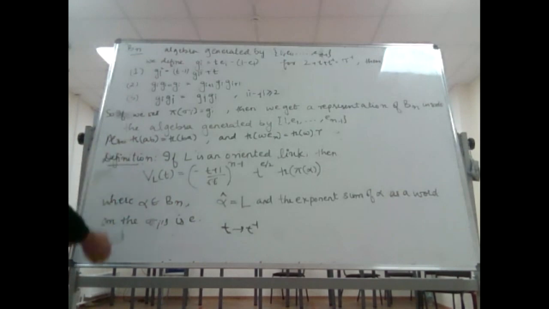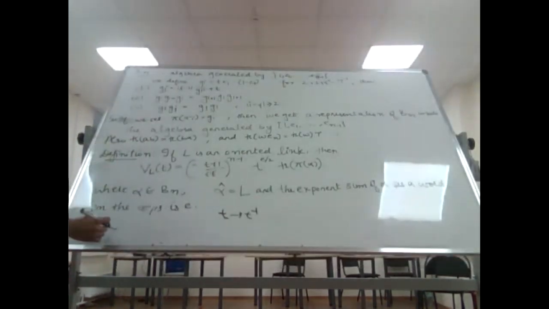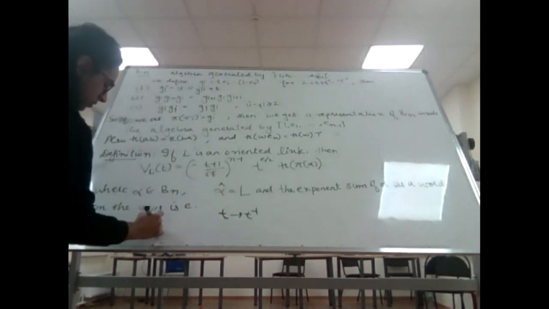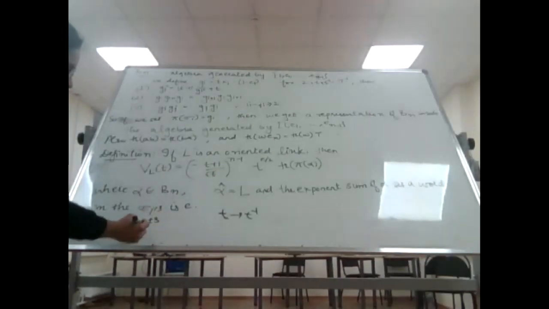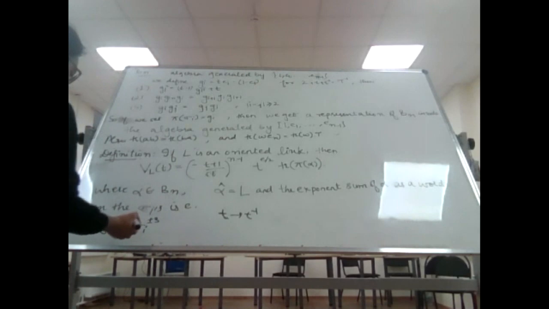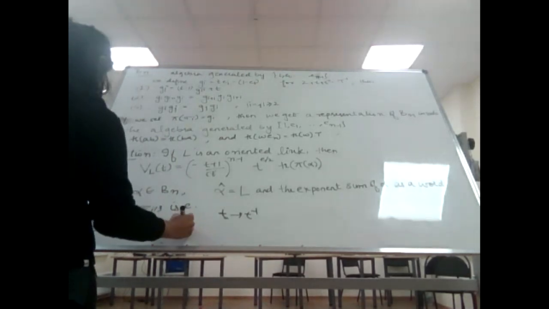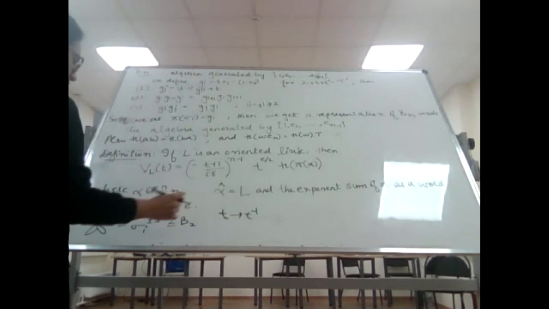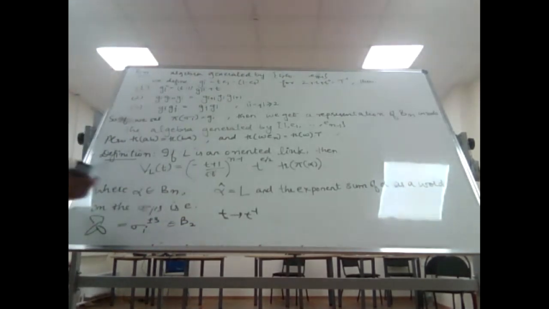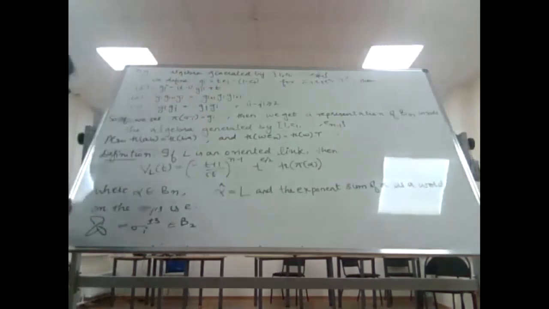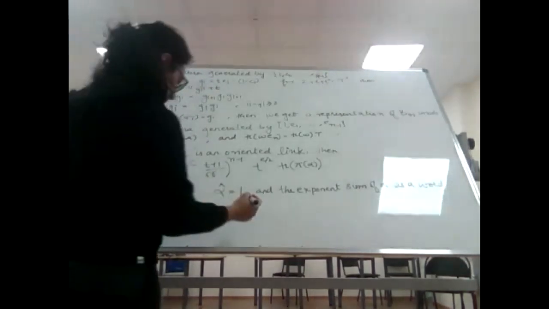And so for an example, take the link that we saw earlier, the trefoil. As the representation of a braid, it is written as the cube of sigma i, and the sign depends on the orientation and what sort of crossings we're taking. This lies in the braid group B2.